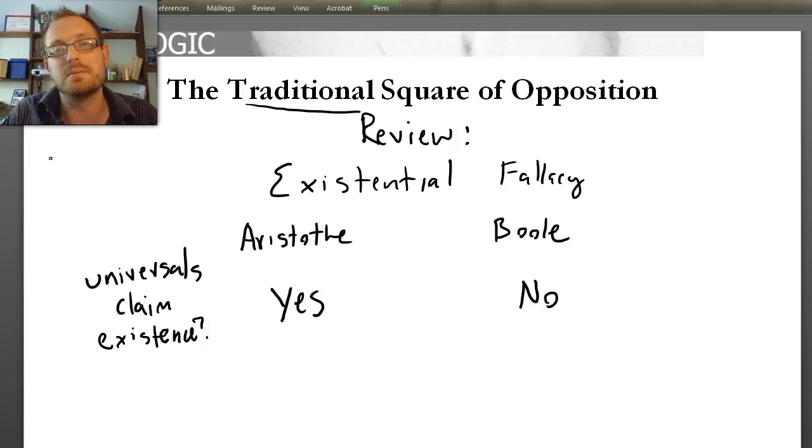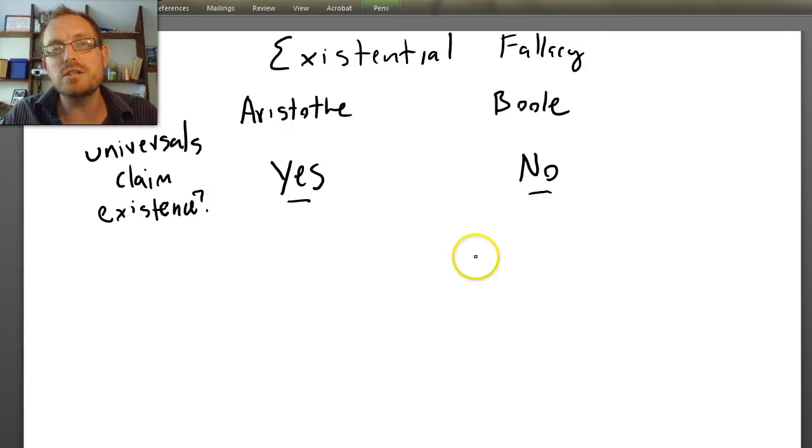Because it's impossible, Boole said when you make a universal statement, it does not include within it a claim of existence. So he said no, whereas Aristotle said yes. Now, why does this matter for us? It actually matters hugely.